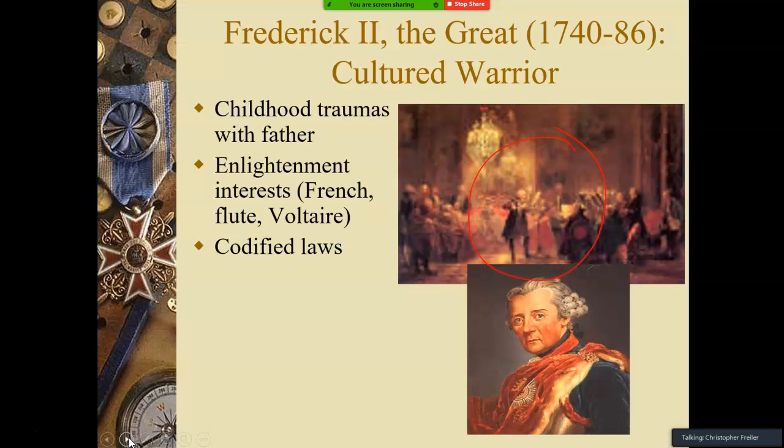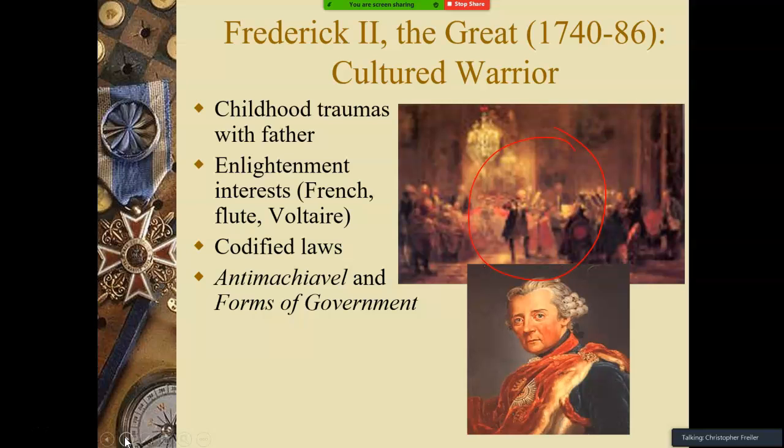They clashed because they had giant egos. He also created an entire system of laws that had been codified into one uniform system based on Enlightenment principles. He wrote a couple of books. The Anti-Machiavel condemned Machiavelli's principles of politics, which is ironic because Frederick could be Machiavellian.